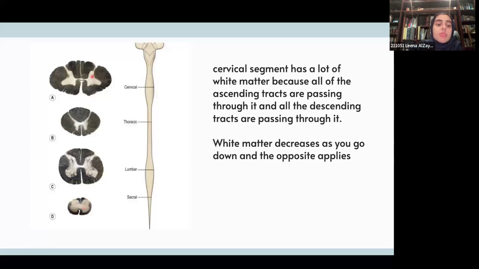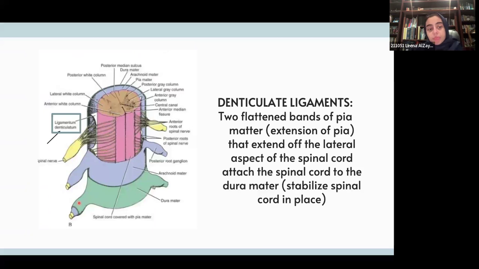On the other hand, in the cervical regions, you have a lot of white matter, because everything going to the brain and everything coming out of the brain has to go through the cervical segments. In the sacral region, not all of them do, for example, the upper limb tracts don't need to go all the way to the sacral. So you have very little white matter and more gray matter in comparison.